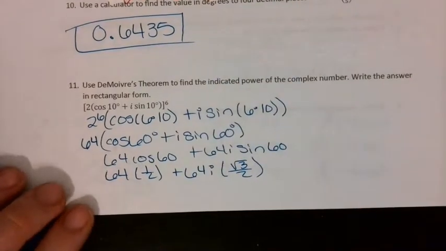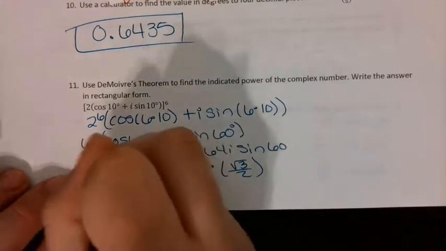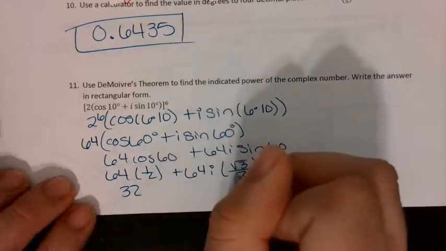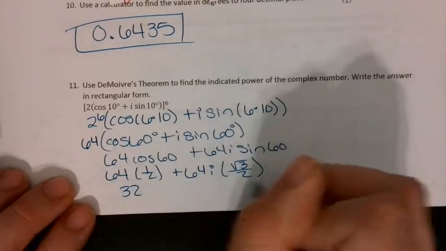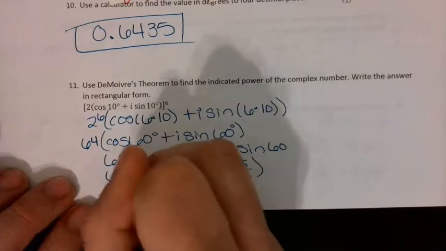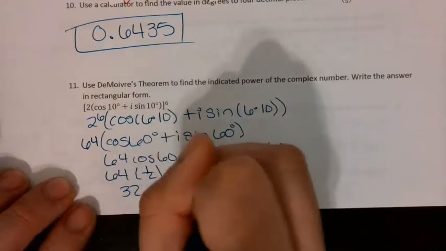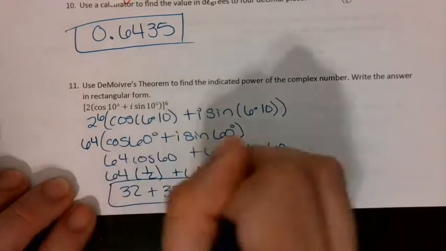Then I just want to multiply and simplify. So 64 times 1/2 is 32. 64i times square root of 3 over 2. I just divide the 64 by 2 and I get 32i square root of 3. Okay.